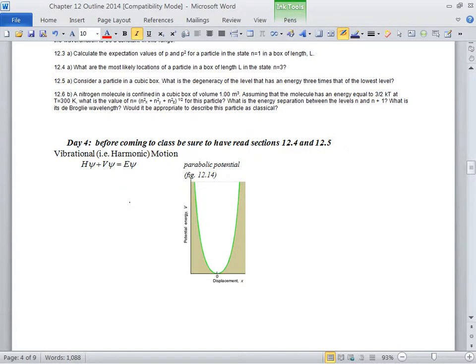What were the two forms of energy that you can use to describe the harmonic motion? Potential and kinetic.